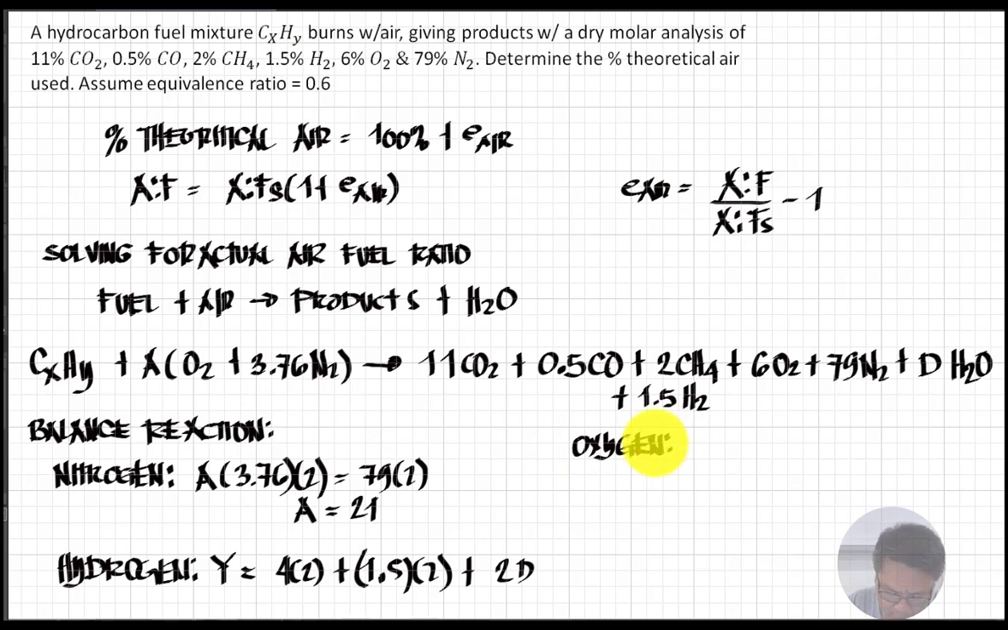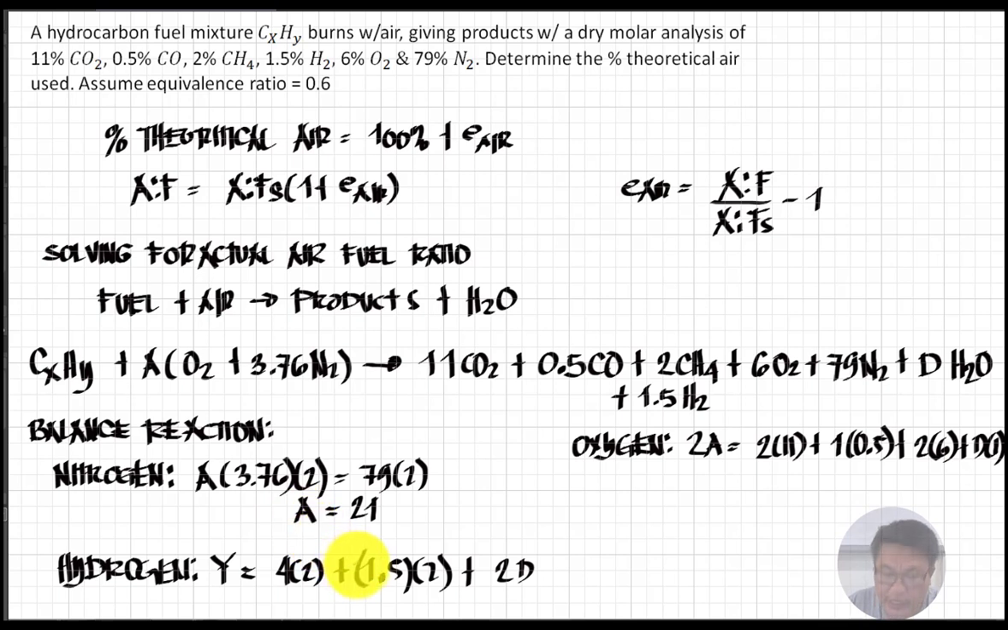So for the oxygen, we have 2 times your A. So that will be equal now to 2 times your 11 on the other side for the product. Then I'm going to add your oxygen, that will be 1 times 1.5, 1 times 0.5. Then going to add your oxygen on this one, 2 times 6. Then adding the value of here, we have D. Okay, so D times 1.